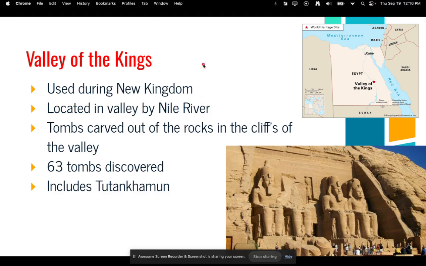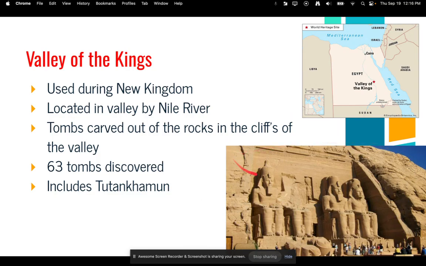Valley of the Kings. This also might pop up while you're researching pharaohs because there were a lot of pharaohs that were buried here. The Valley of the Kings is kind of what it's called. It is a valley on the Nile River, so it's located right here. It was used during the New Kingdom period, which we'll talk about today. What it is, is a bunch of tombs carved out of rocks in the cliff's edge of the valley.